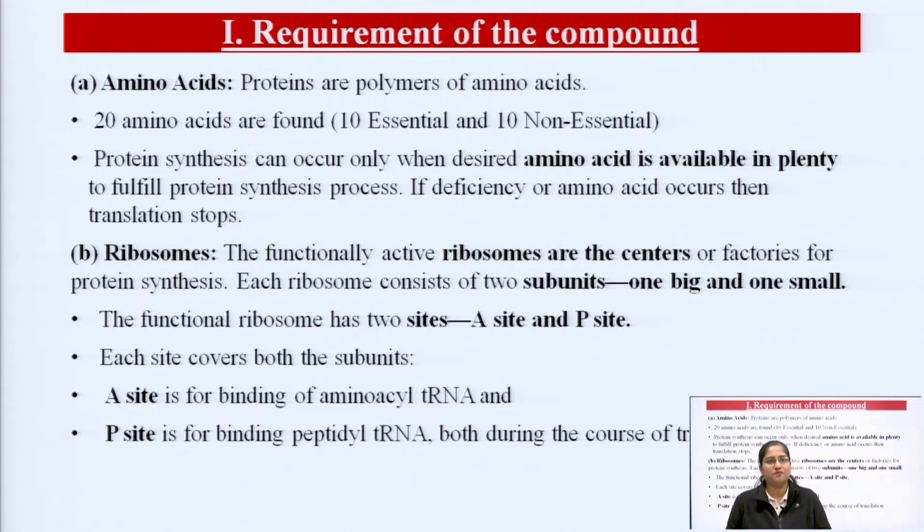The functional ribosomes have 2 sites also. One is the A site and the second is called the P site. Each has its own function. The A site is for binding of aminoacyl tRNA, whereas the P site is for binding of peptidyl tRNA. That means both sites are doing different functions.